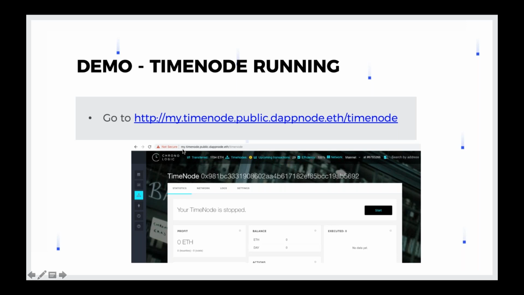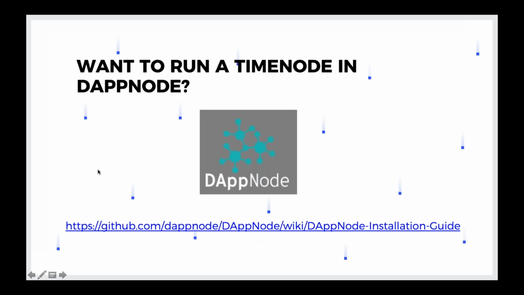If you are keen on running your own DAppNode, you can follow this URL. Here you can install a DAppNode on your own machine, or maybe in a cloud service like Amazon AWS, DigitalOcean or Azure, and you can run your own DAppNode, manage it, and install a TimeNode on it. So if you care about decentralization, and about making the ecosystem a better place, you can also go ahead and check it out.